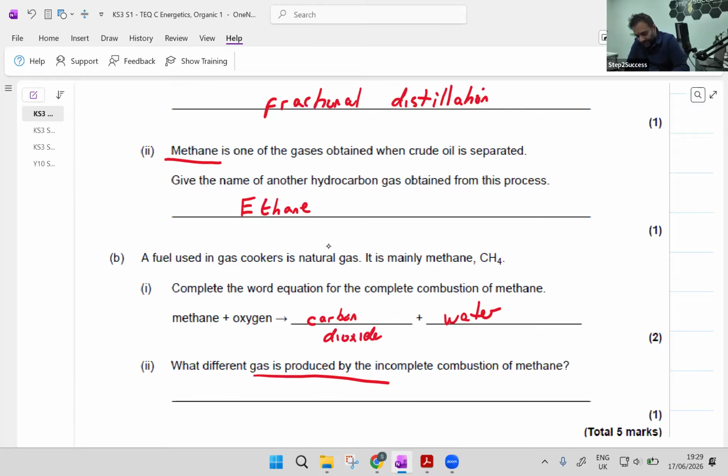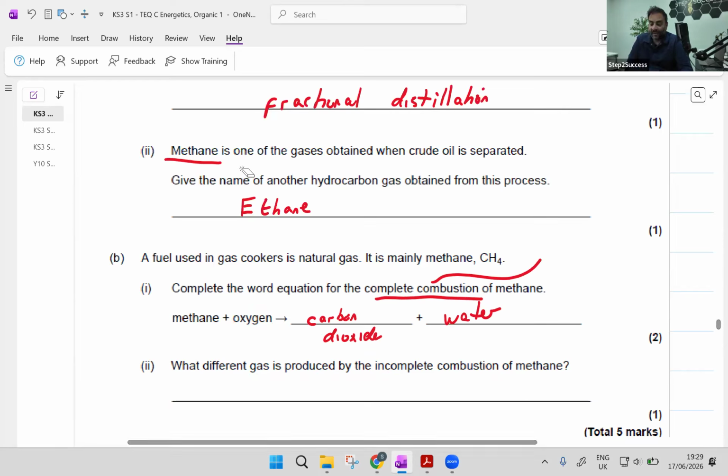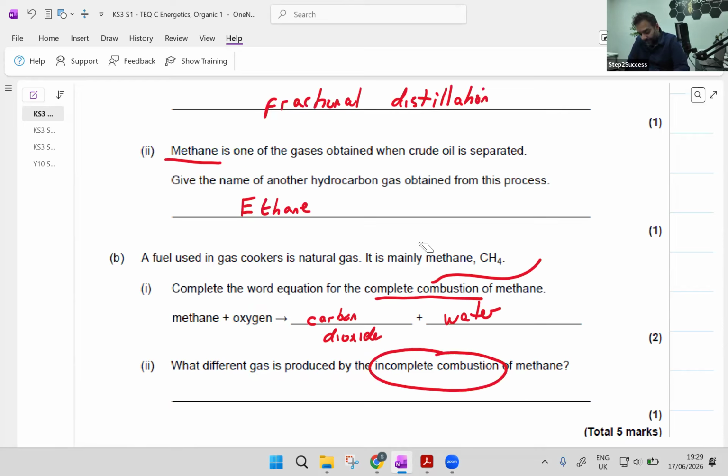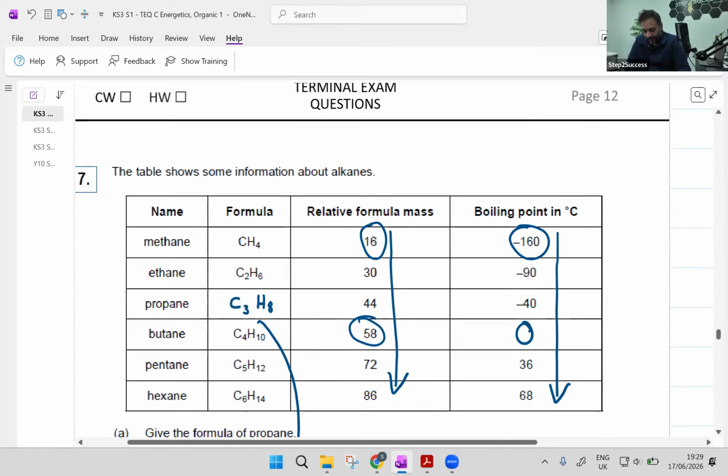And the different gases produced by incomplete combustion. So just so you know the difference between these two. Complete combustion happens when you have lots of oxygen. When you don't have much oxygen, you get incomplete combustion and you make something called carbon monoxide, which is a little bit dangerous. So that's that.